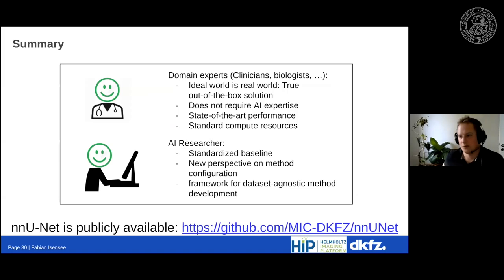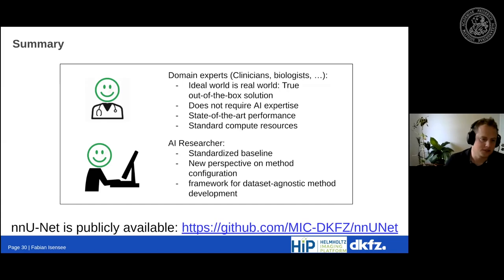So in summary, an nnU-Net is a little bit what the ideal world scenario is like. So you press a button, you get a segmentation method. That's cool for domain experts, because they don't need to force some poor data scientists to work with their dataset anymore, and they can ideally just apply it themselves. But it also has some cool features for method researchers, because it's a standardized baseline, because it has this dynamic nature, which also a little bit offers a new perspective on segmentation methods. And it has this framework that you can use to run large-scale evaluation.